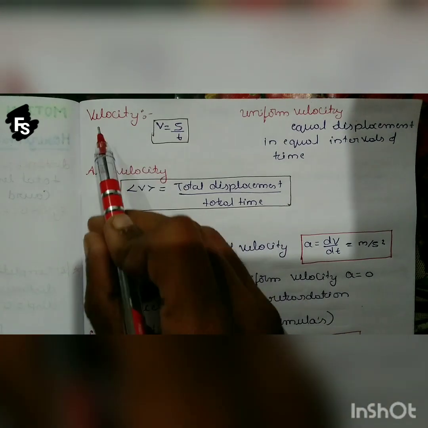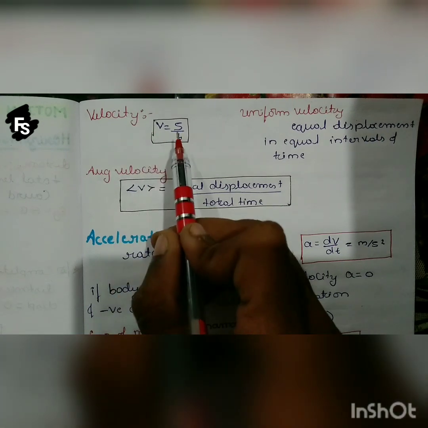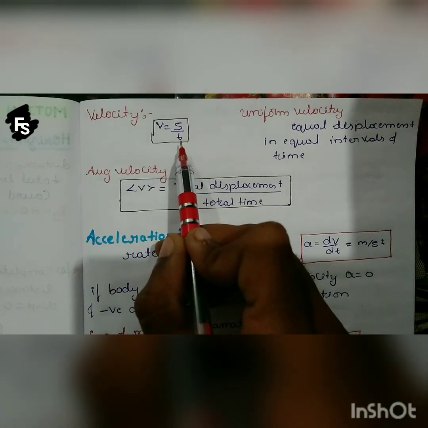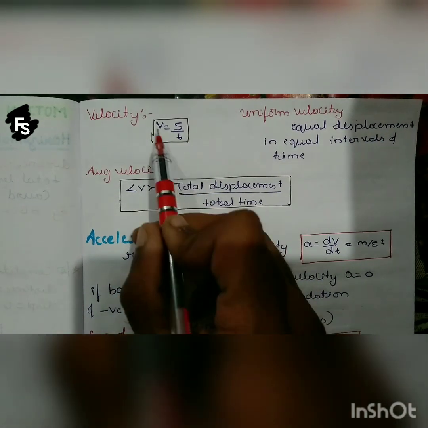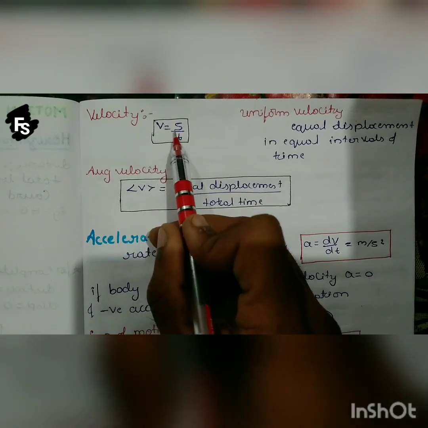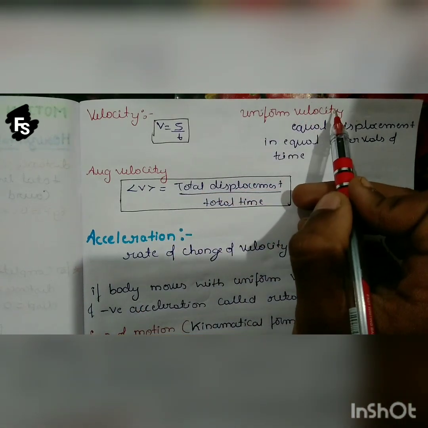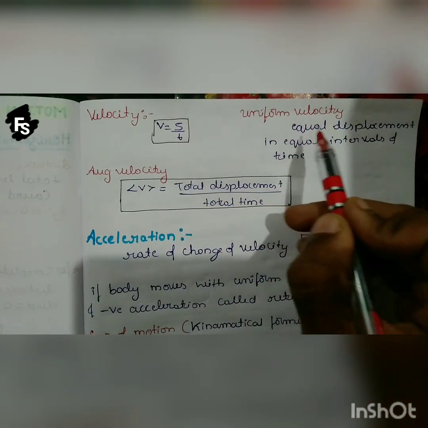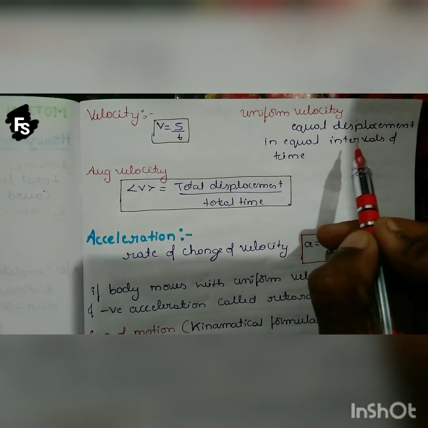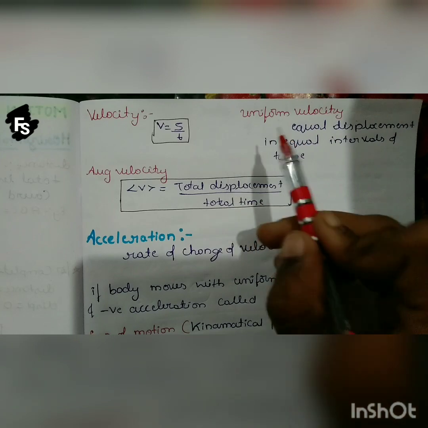Then we move on to velocity. What is velocity? Velocity is equal to displacement by time taken. We can calculate velocity by this formula: V is equal to displacement by time taken. And then what is uniform velocity? If the body covers equal displacement in equal intervals of time, then this velocity is known as uniform velocity.